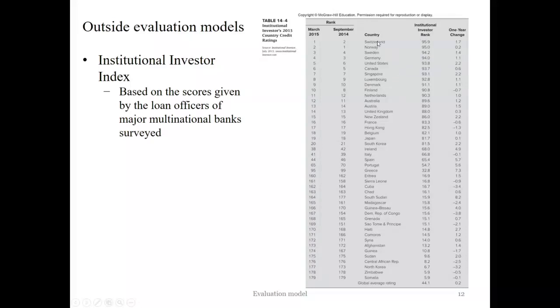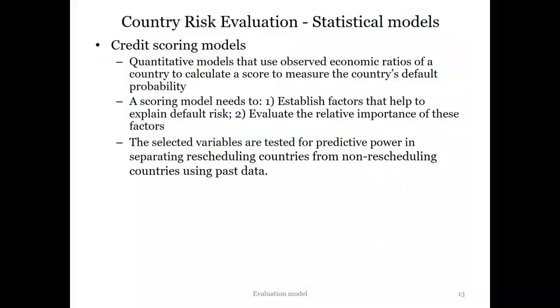So again, if you look at the general category, still Switzerland, Norway, Sweden, Germany are the safest countries, whereas Somalia, Zimbabwe are the risky countries, right? So that's just something about the index. Basically, the bank pays money to these organizations, so they provide up-to-date data for the banks. Or the bank can use their own statistical model.